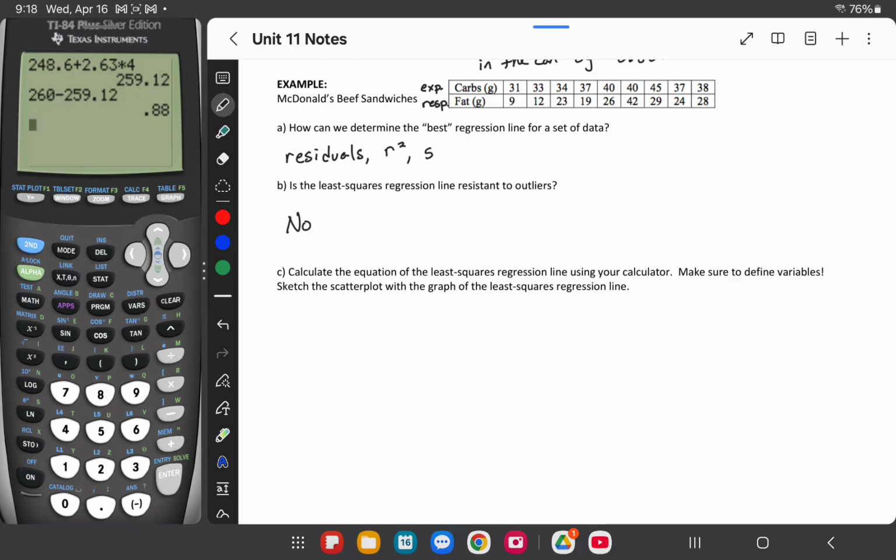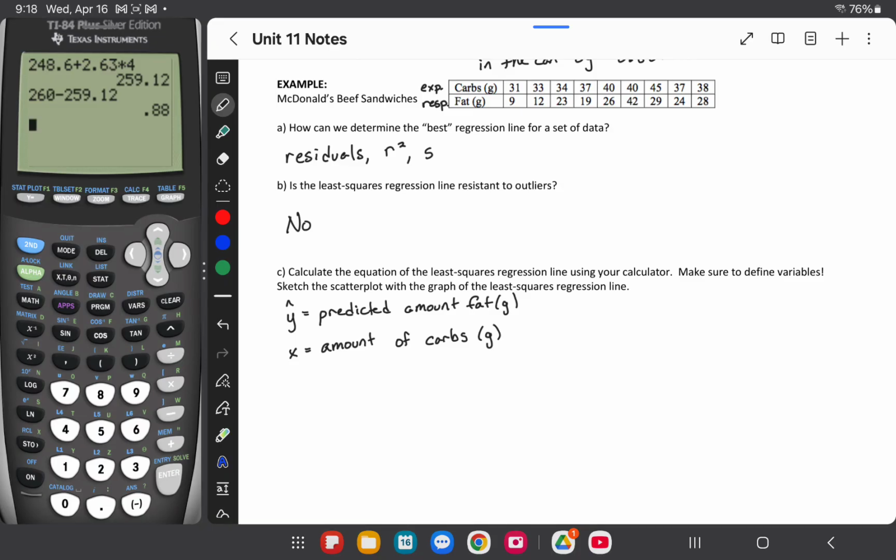So for my particular equation, I'm going to use y as my response variable. And so y hat is going to be the predicted amount of fat for the sandwiches in grams. So x is going to be my explanatory variable. That's going to be the amount of carbs, not predicted amount, but the actual number of carbs of each sandwich, which was also measured in grams.